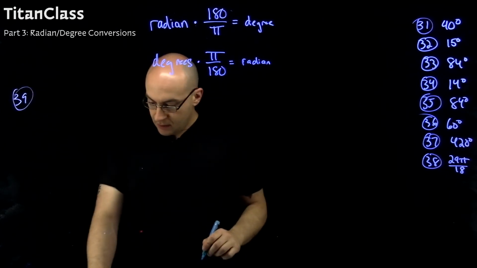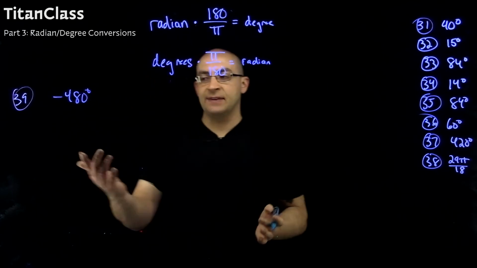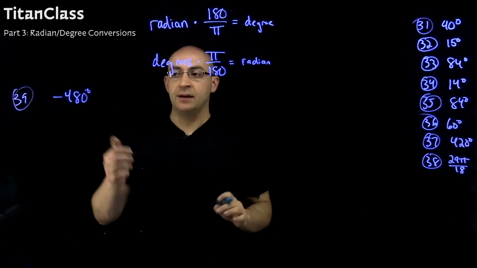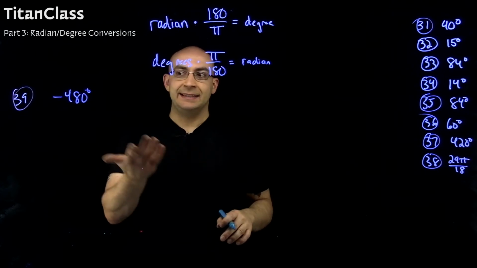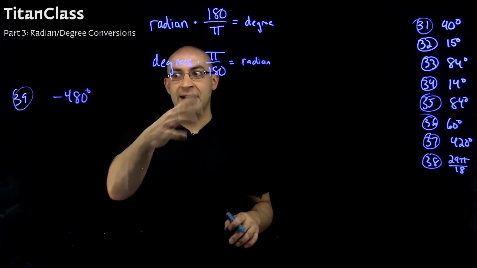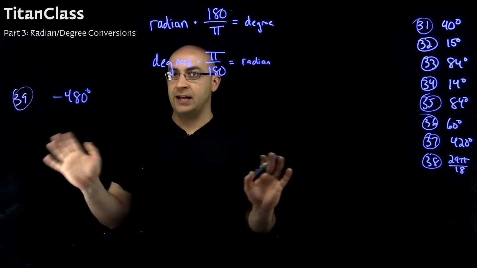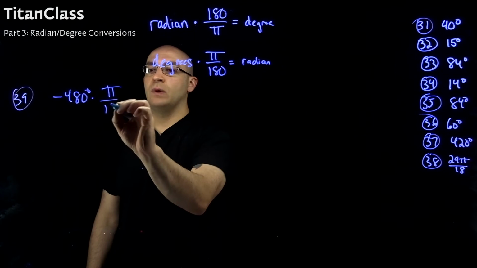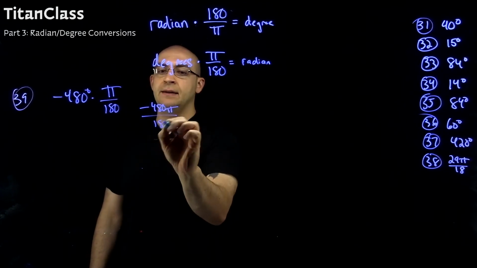All right. Negative 480 degrees. The negative has no bearing in terms of how we change things from a conversion standpoint. Clearly this is a negative angle. It's going to go clockwise around the circle. But again, as long as you make sure that your radian measurement, because we're trying to go to radians, has a negative in it, we're good. It has no change whatsoever to how we multiply. So we're trying to get to radians, so I'm going to multiply by pi over 180. This is going to be negative 480 pi over 180.